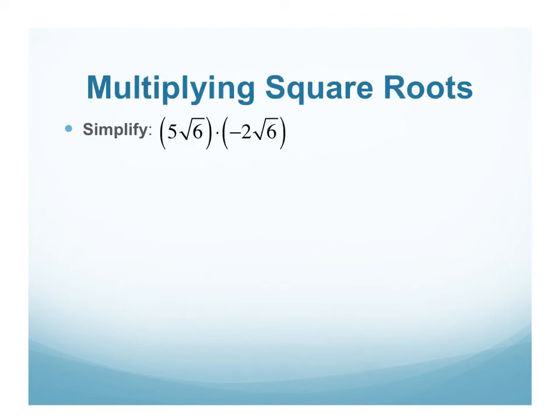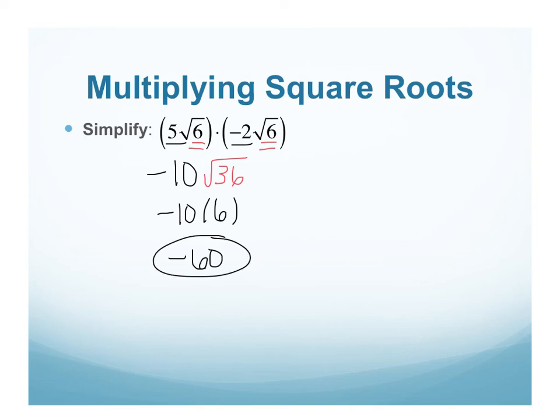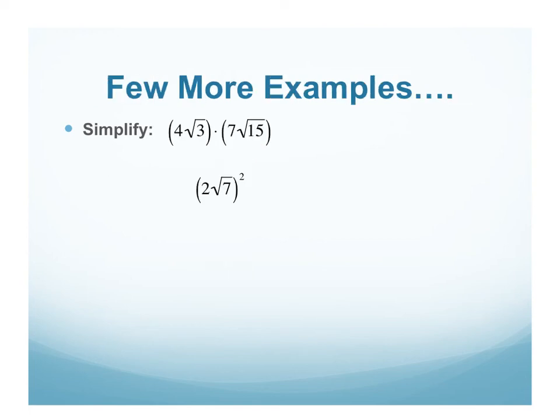Multiplying square roots. Anytime you're multiplying, you multiply the numbers outside the root, and then you multiply the numbers under the root. 5 multiplied by negative 2 is negative 10. Root 6 multiplied by root 6 is root 36. Now we need to think, root 36, that's a perfect square. What is the square root of 36? Well, 6 multiplied by 6 is 36. So the square root of 36 is 6. So negative 10 multiplied by 6 is negative 60. That's my final answer. And then we are finished for this video.